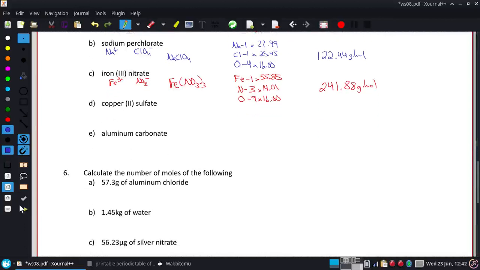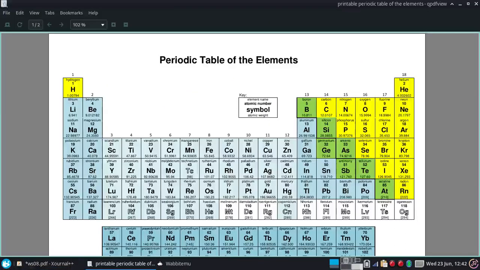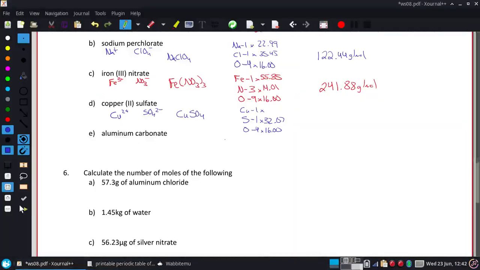Okay, scroll this down a little. Copper 2 sulfate. One copper, 1 sulfate, and 4 oxygens. And copper, 63.55. And when we throw all that in, we will get 159.61 grams per mole.